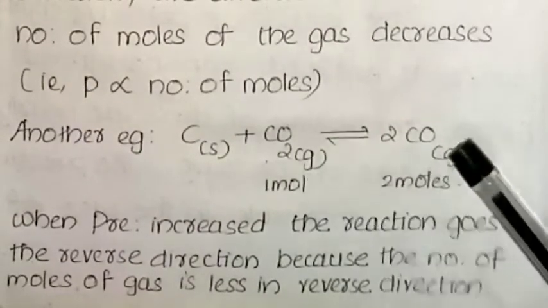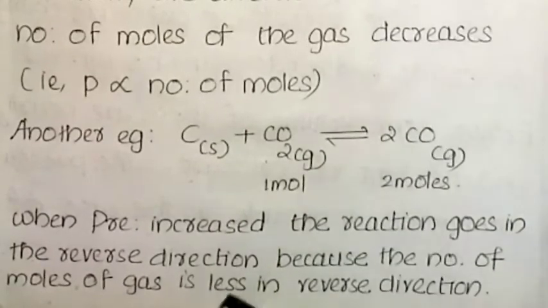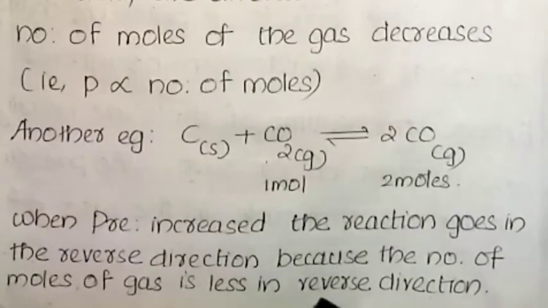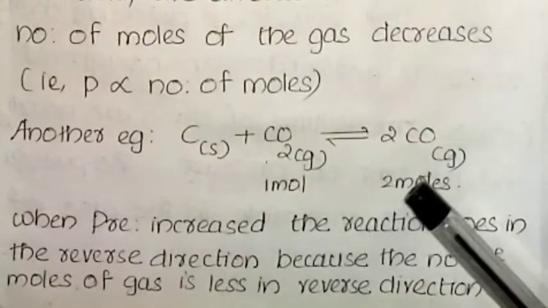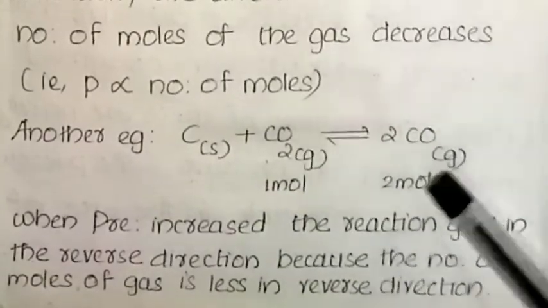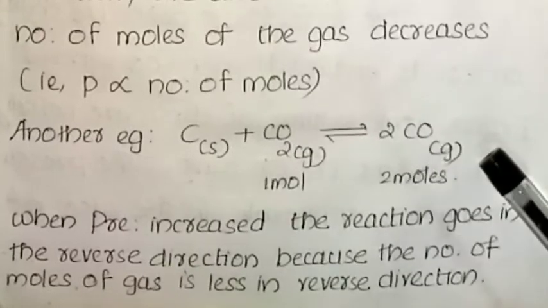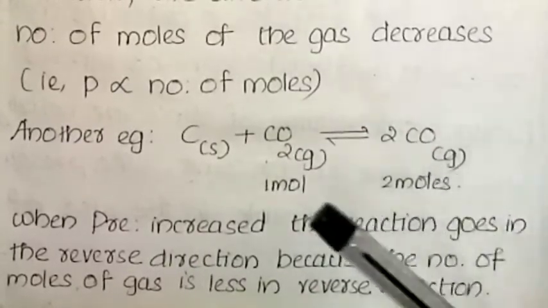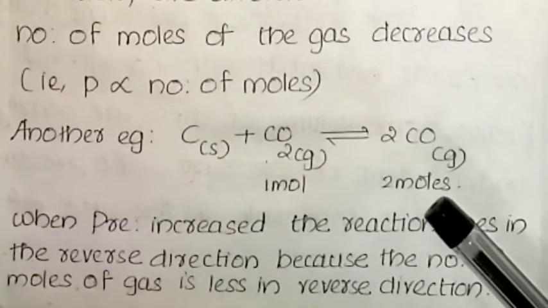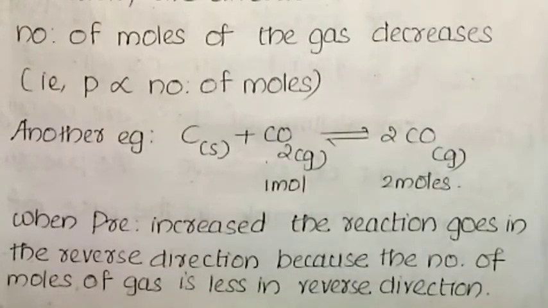So, 1 mole, here 2 moles. When pressure is increased, then the reaction goes in the reverse direction because the number of moles of gas is less in the reverse direction. So, 2 moles to 1 mole. Here 1 mole to 2 moles, the number of moles is more. So, when the pressure is increased, the reverse reaction takes place because the lesser number of moles of gas is present in the reverse direction.